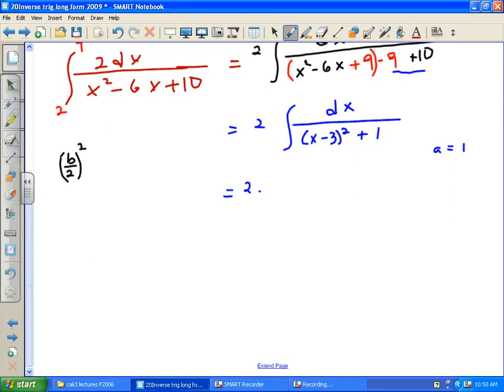So what you want here is 1 over a, which is just 1. Tangent inverse of, instead of x, we have x minus 3 though, so x minus 3 over 1, or itself. In other words, just write it clean like this. Tangent inverse of x minus 3. And we had limits, right? 2 to 4, is that right?